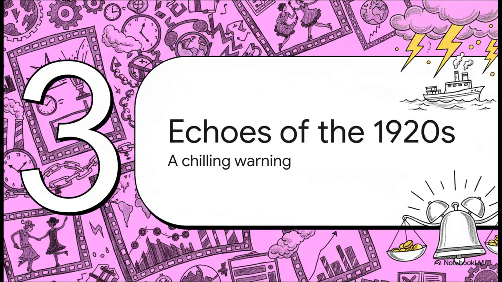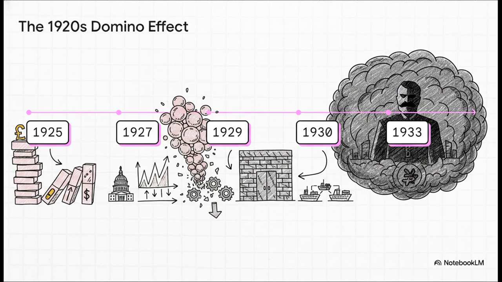Which brings us to part 3, echoes of the 1920s. Look at how this exact sequence of economic fragility triggered a terrifying domino effect back in the 1920s and 30s. After World War I, the US became the dominant creditor. In 1925, the UK returns to the gold standard, which causes severe deflation. So to help ease that pressure, the US Federal Reserve eases monetary policy in 1927. And what happens? This inflates a massive financial bubble in the US.